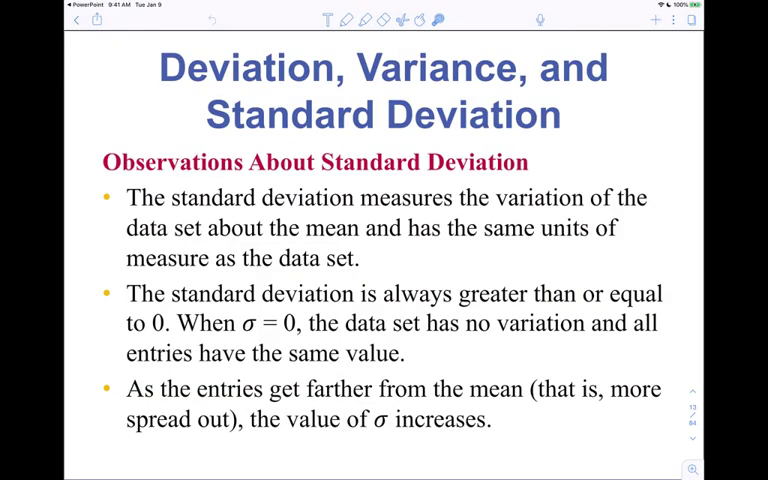So some observations about standard deviation. The standard deviation measures the variation of the data set about the average and has the same units of measure as the data set. The standard deviation is always greater than or equal to 0. When sigma, the standard deviation, is 0, the data set has no variation at all, and the entries have the same value. As the entries get further and further away from the average, this means it's more spread out, and the value of the standard deviation, or sigma, increases. That's lowercase sigma, which we're going to use for standard deviation.